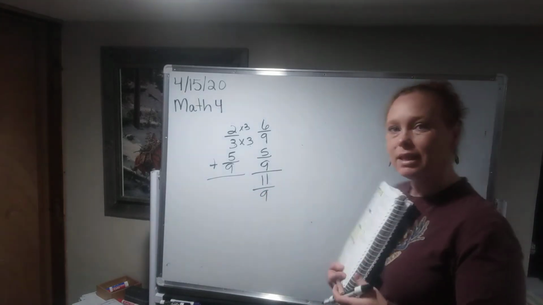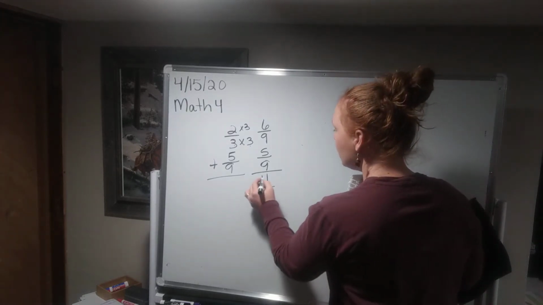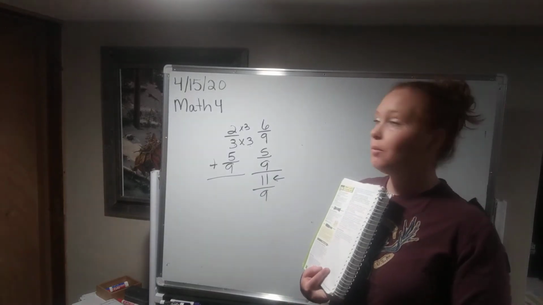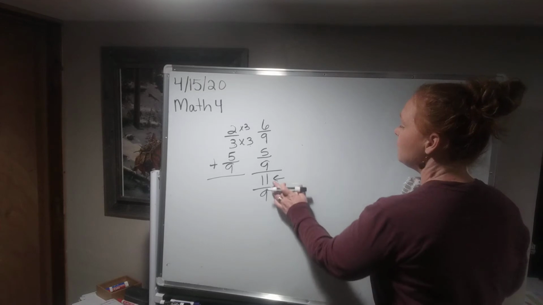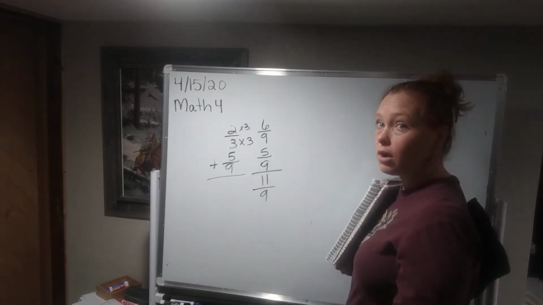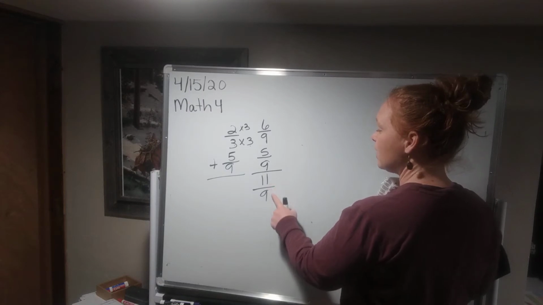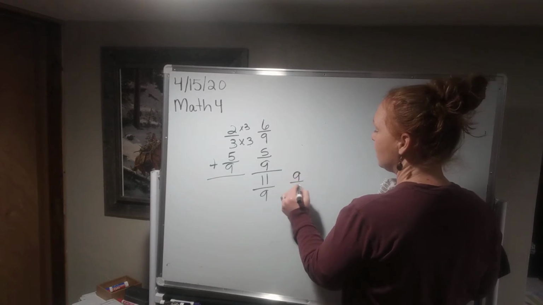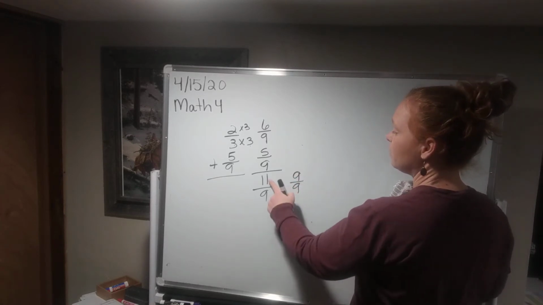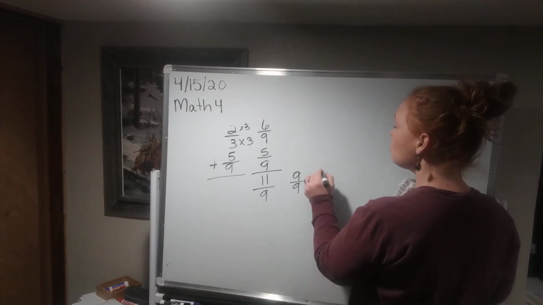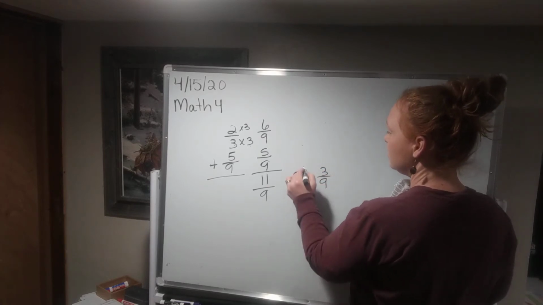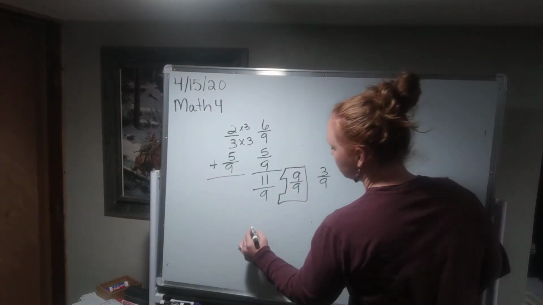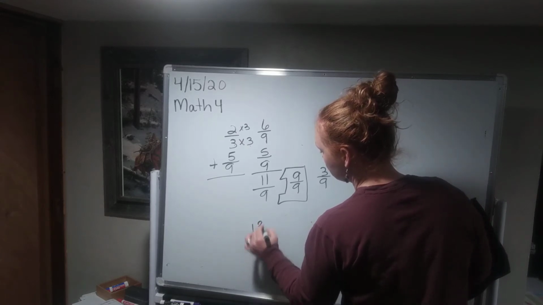Okay? But I can't leave my answer this way because 11 is bigger than 9. That means it's an improper fraction, and we can't leave it as an improper fraction. So we have to think, okay, how many wholes are there in there? Can we say that there are 9 ninths inside of this 11 ninths? Yes. So we have 9 ninths, and what would we have left over? Well, 11 minus 9 is 3, so we would also have 3 ninths. We'll change the 9 ninths to a 1, so we have 1 and 3 ninths. 1 and 3 ninths is our answer.